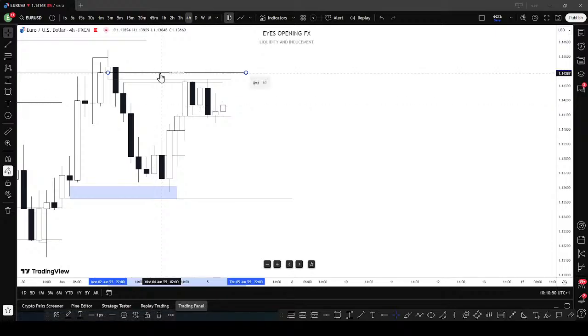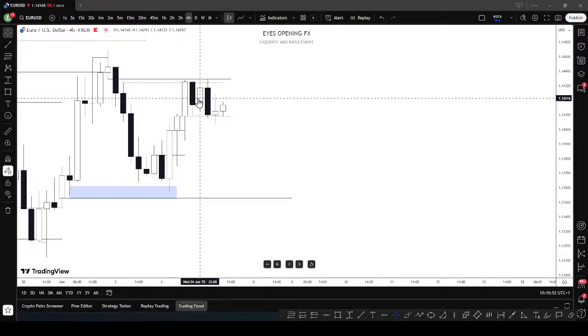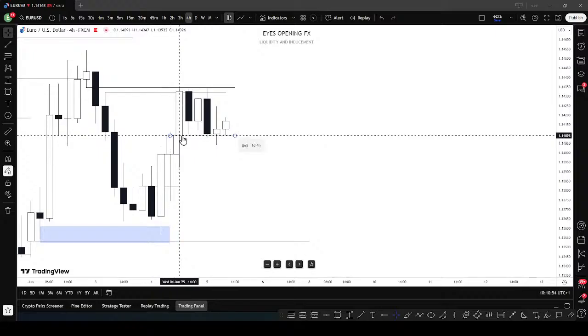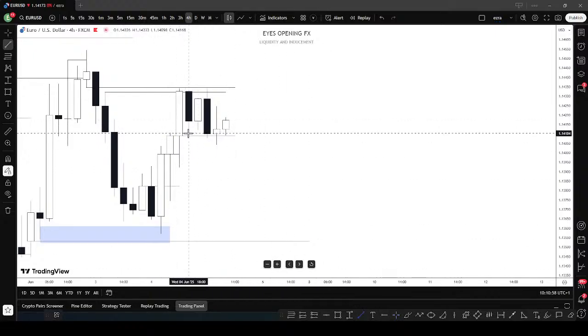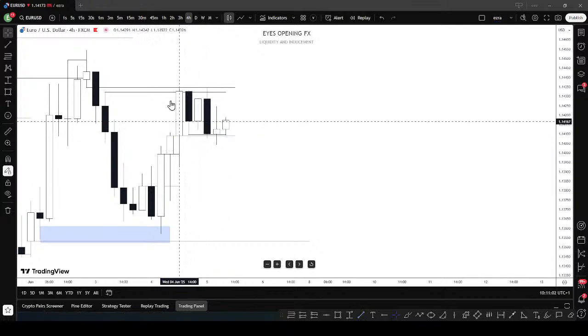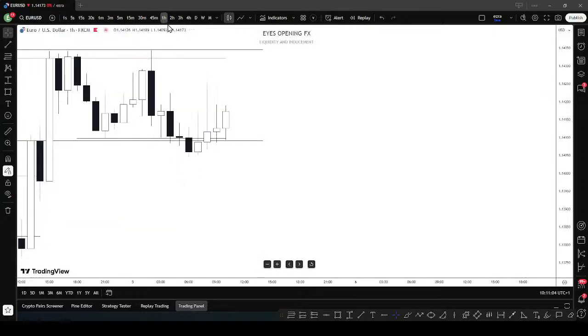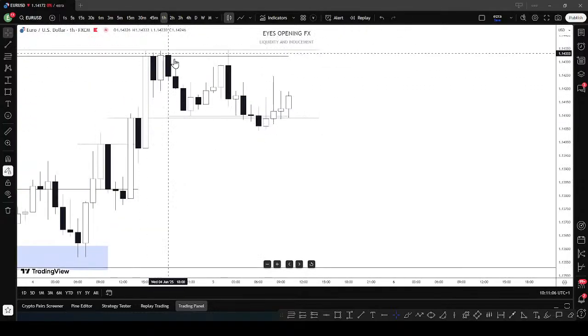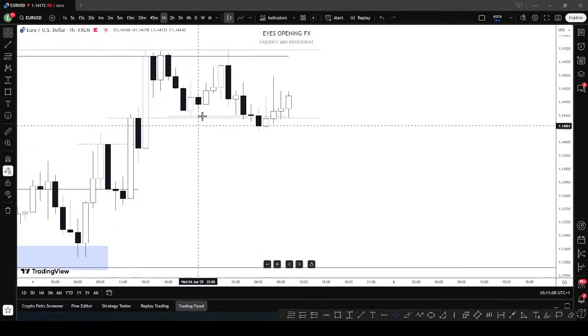Okay, so the one thing now is that market is reacting from this support level. Then another thing market did is that it grabbed a low, this little low right here, a liquidity or inducement. So on the 4 hour time frame, it's inducement. On this 1 hour time frame, it's also inducement.